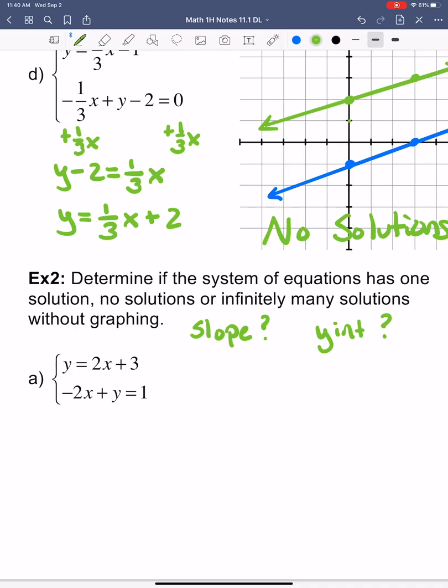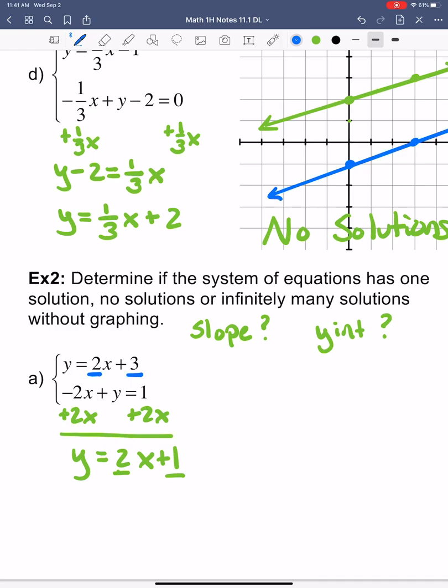So we know that the slope for the top equation is 2 and the y-intercept is 3. For the bottom equation, we can't tell because we have this negative 2x on the wrong side. So I'm going to go ahead and move that to the other side by adding it to get y by itself. And we'd get y equals positive 2x plus 1. And so we have these parts. We have m is 2, b is 1 for that bottom equation, and up at the top we have m is 2 and b is 3.